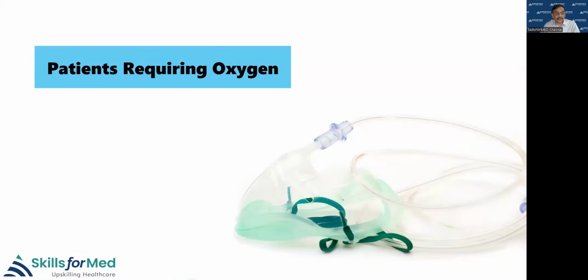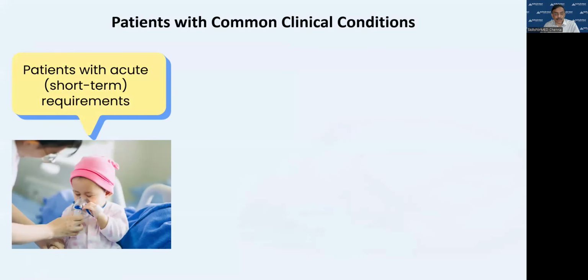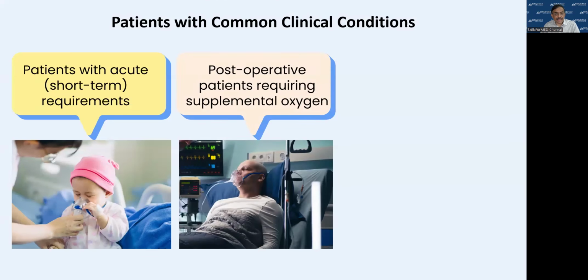Now, the second question I want to ask is, who are the patients who require oxygen? The common clinical conditions we see in the hospital where we give supplemental oxygen are those with acute, short-term requirements. I will get into examples of that. One of the acute requirements is post-operative patients. In my own field, every patient who has undergone anesthesia and has lost consciousness, or is just coming back to consciousness after a surgery, will require supplemental oxygen till they become fully conscious. So that is an acute short-term requirement.